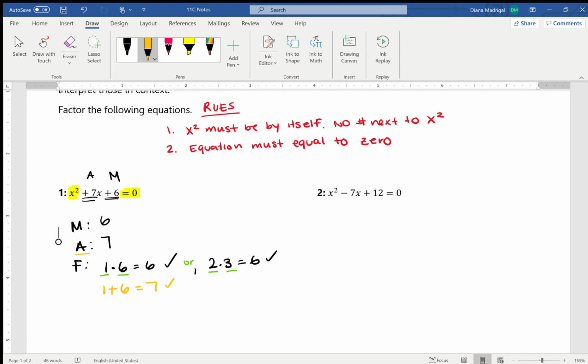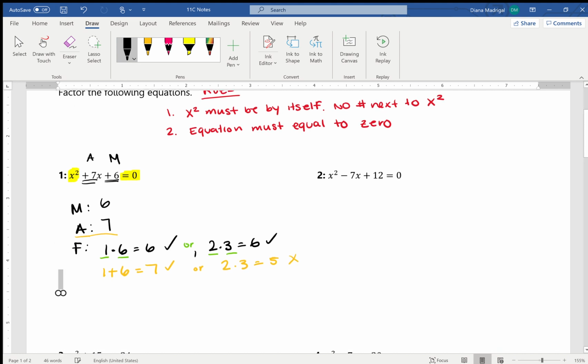So again, I put a check mark because it's true. It's 7. Or I could test the other one. 2 plus 3 gives me 5. And again, I need a positive 7 for addition. So I know that the numbers I'm going to use are 1 and 6. Why? Because 1 times 6 gave me 6, and then 1 plus 6 gave me 7. So the numbers I'm using are 1 and 6.